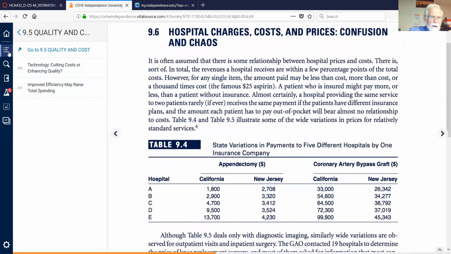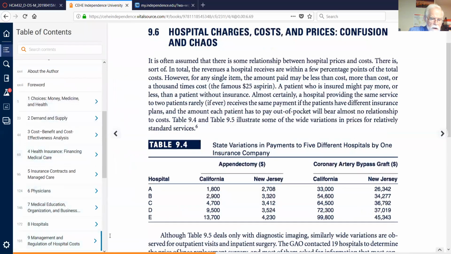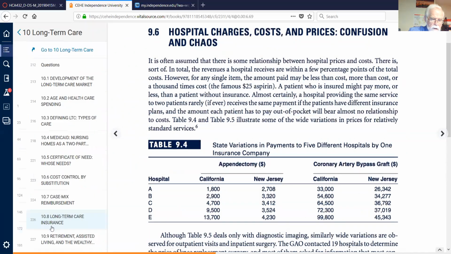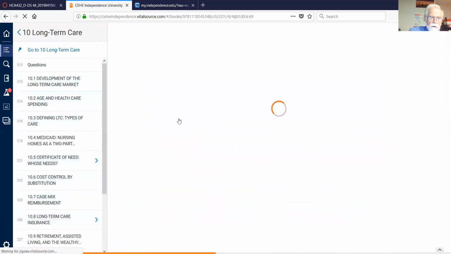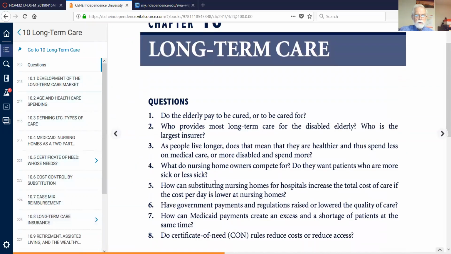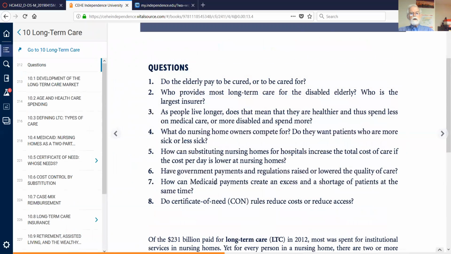We'll go to chapter 10 now, which is long-term care. Long-term care is an area that you are yourself interested in, I know. And indeed, I suggest you concentrate on this chapter, really. Read this very, very carefully. Long-term care is very expensive. Do the elderly pay to be cured or cared for? Well, the answer to that, of course, is yes, it's both. They want to be cured of their diseases, but the elderly often have chronic diseases for which they will never be cured.